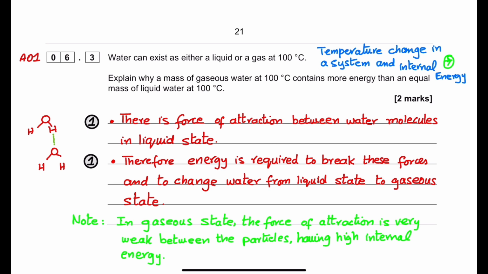So the model answer is there is a force of attraction present between the molecules in the liquid state, as it is mentioned here. Therefore, energy is required to break these forces to change the water from liquid state to gaseous state. When we are able to break these forces, these molecules will get free into the gaseous state. The extra information is given for the student. In gaseous state, the force of attraction is very weak between the particles because of having high internal energy. In gaseous form, they have more energy and they are free to move.